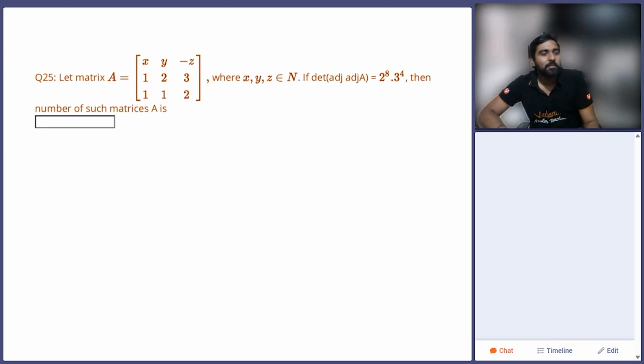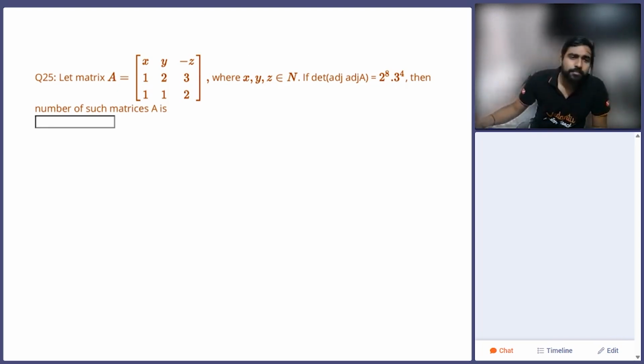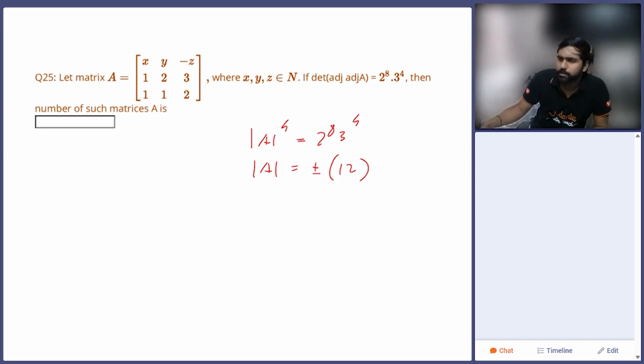Moving on, let's have a look at the last question. What do we have here? You have a matrix with rows x, y, minus z; 1, 2, 3; 1, 1, 2. The determinant of adjoint of A, which is determinant A power n minus 1, that is 2 square, that's 4, is equal to 2 power 8, 3 power 4, which would mean that determinant of A is equal to plus or minus 2 squared, 4, into 3, that's 12. This is the expression that we have.